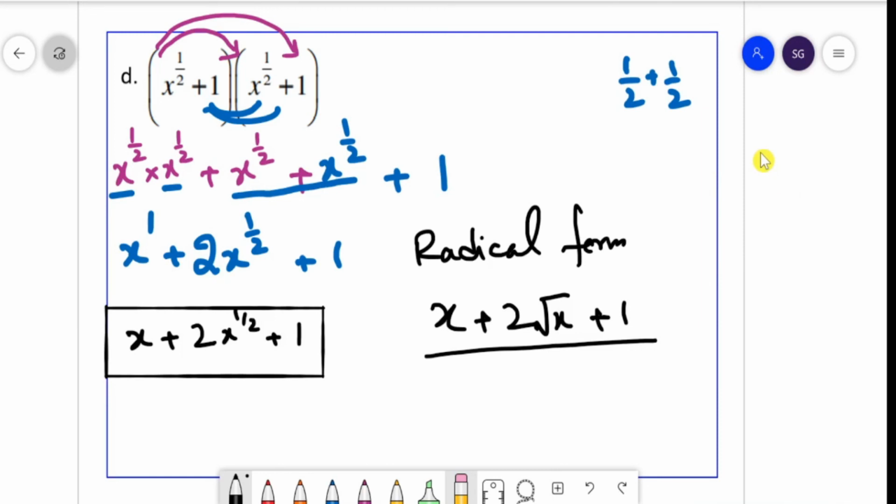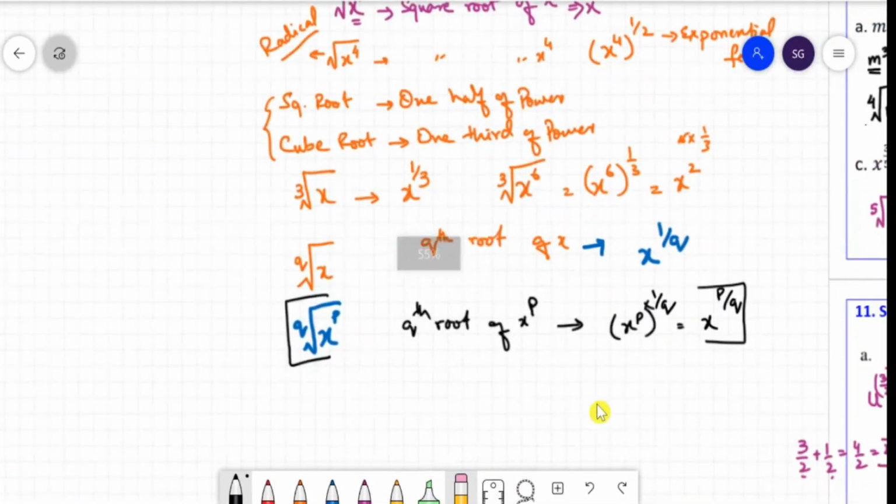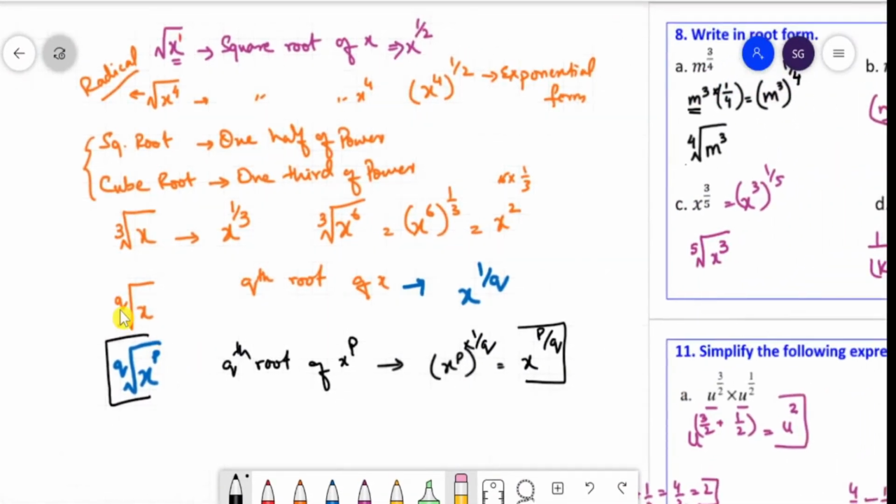And it's not necessary to show all the steps, but one should be very clear of where and how the rules are used. And if it comes to fractional powers, it's absolutely the same rules except for adding, subtracting or multiplying fractions. As it comes to radicals, remember the qth root means divide the power 1 by q. If it is a cube root, you divide the power by 3. If it is a square root, you divide the power by 2. Similarly, the qth root will be divide the power by q. This is the most generalized manner of remembering that qth root of x power p will be p divided by q.